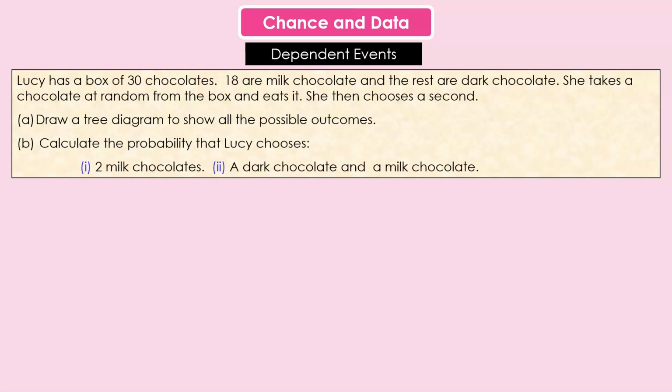She takes a chocolate at random from the box and eats it. And then she chooses a second. First part of the problem is draw a tree diagram that shows the possible outcomes. I actually want you, on a sheet of paper, have a go at thinking about the two events and what they are, and then what the outcomes are. So have a go at drawing the probability tree, pause the video, get that done, and then come back.